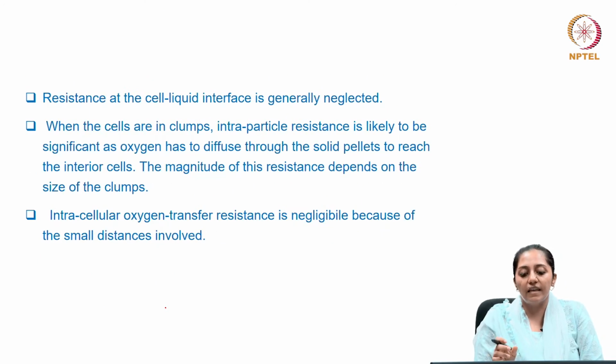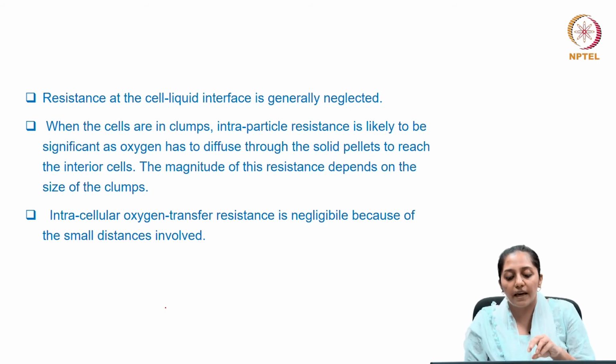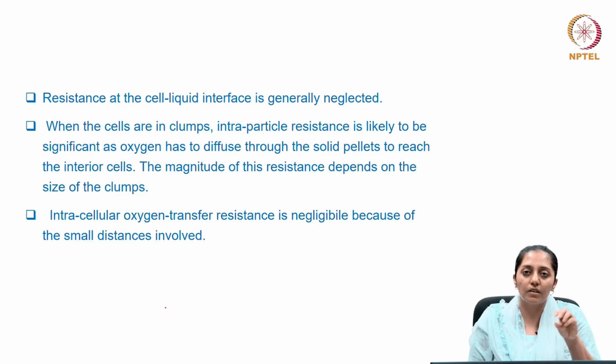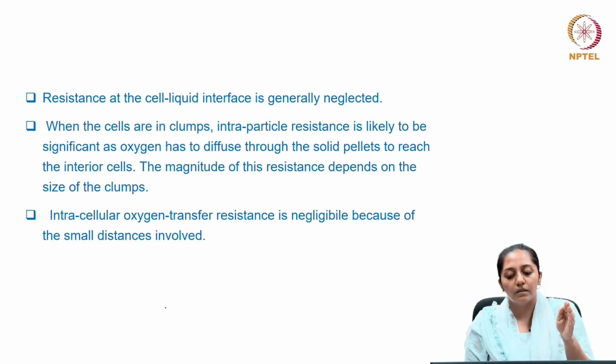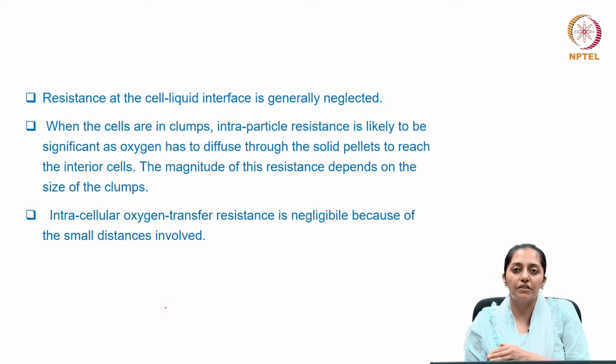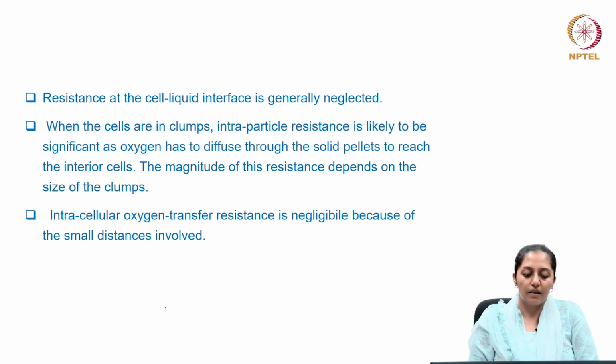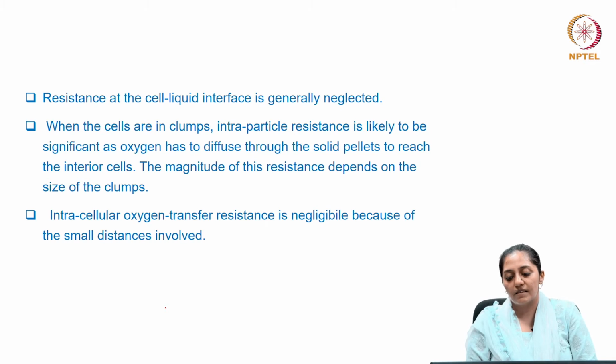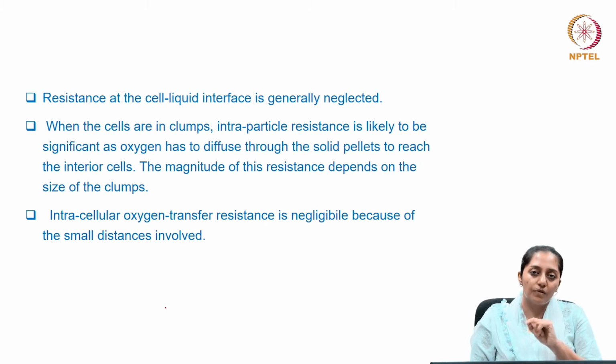So, resistance at the cell-liquid interface is generally neglected in microbial fermentations which are uniformly suspended and homogeneous in nature. When the cells are in clumps, the intraparticle resistance is likely to be significant, as oxygen will have to diffuse from the surface to the inside of the pellet, till it reaches the reaction center or the cell surface. So, it has to diffuse through the solid pellet to reach the interior cells. The magnitude of this resistance depends on the size of the clump.